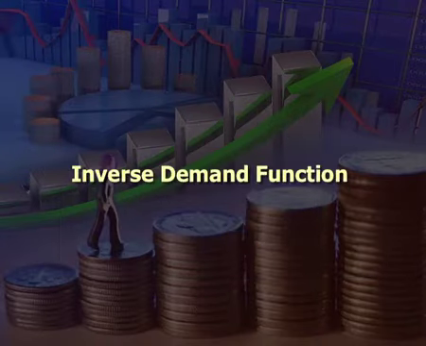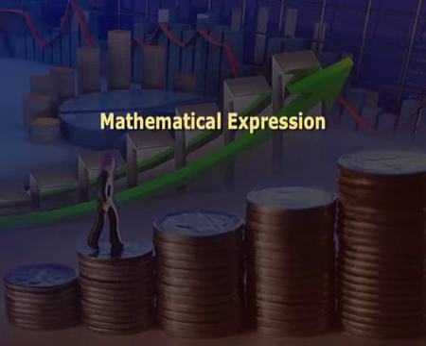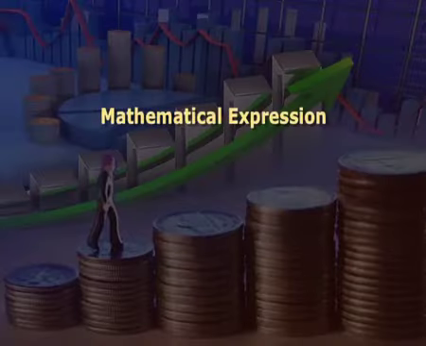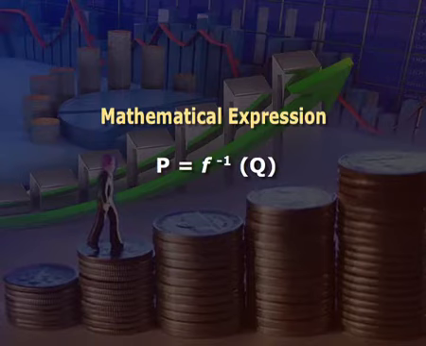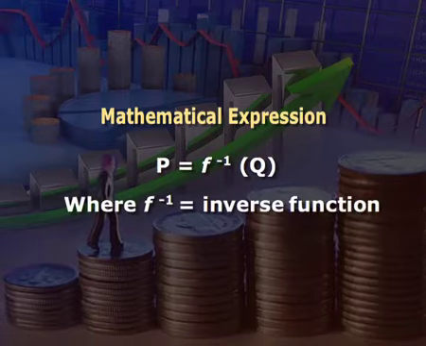Next topic to discuss is inverse demand function. The demand function represents quantity demanded as a function of price. Thus, price is the independent variable and quantity demanded is the dependent variable. Mathematically, it is expressed as Q = f(P). The inverse function represents the original relationship in reverse form, that is interchanging the variables. The inverse demand function represents price as a function of quantity demanded. Mathematically, it can be expressed as P = f⁻¹(Q), where f⁻¹ is the inverse function.